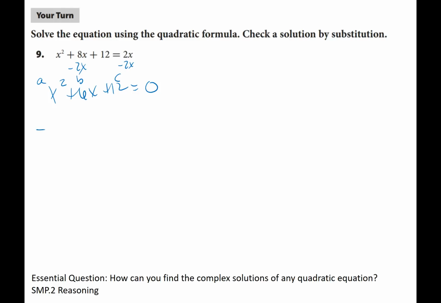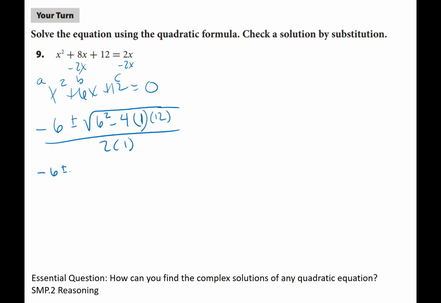So we've got negative b, which would be negative 6, plus or minus square root of the b squared, which is 6 squared, minus 4 times the 1 that's in front of the x squared, times c, which is 12, all over 2 times the 1 in front. And yes, I want you to write it out even with the 1s right now. So you got negative 6 plus or minus square root of 6 squared is 36. Negative 4 times 1 times 12 is negative 48, all over 2. Negative 6 plus or minus square root of 36 minus 48 is negative 12 over 2.